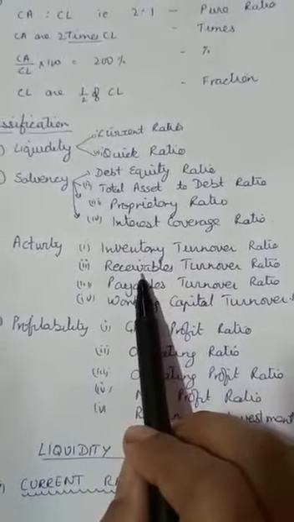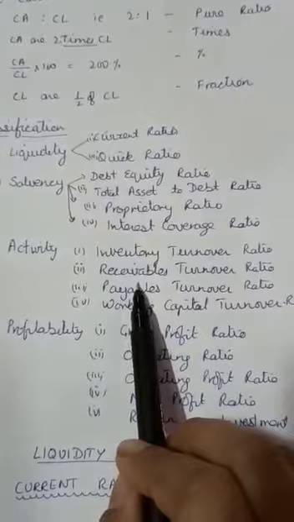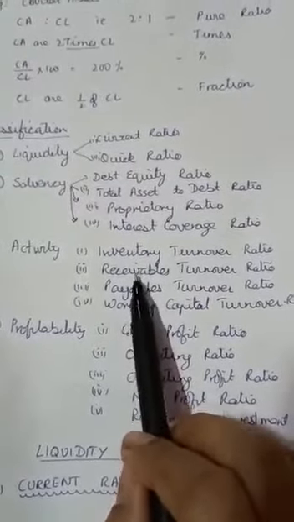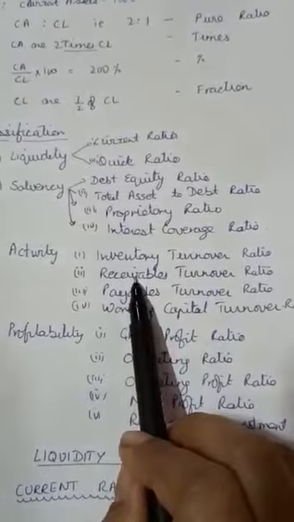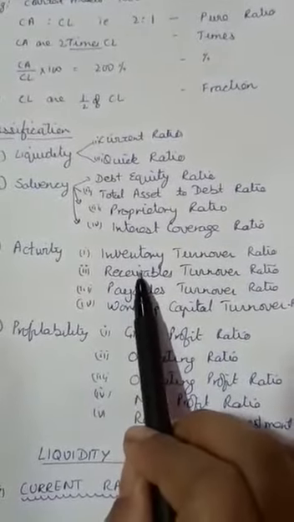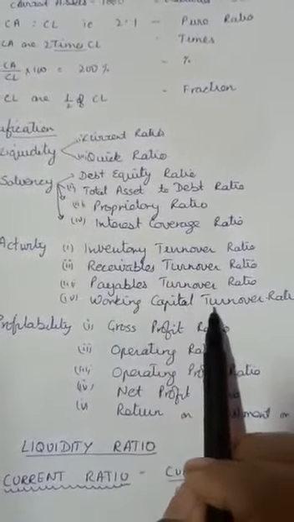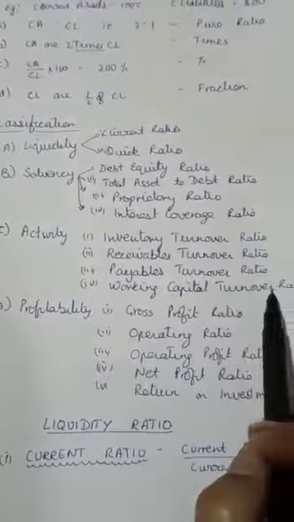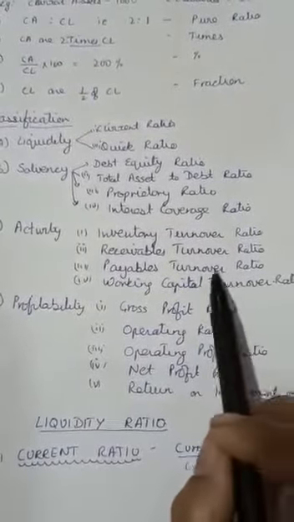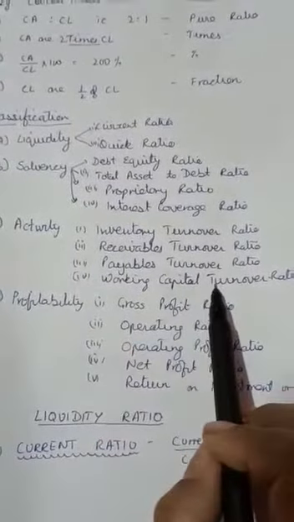Four types of activity ratios: inventory turnover ratio, also called the stock turnover ratio; receivables turnover ratio, the debtors ratio; payables turnover ratio, the creditors ratio. This is the debtors turnover, creditors turnover, and then the working capital turnover ratio. These are the turnover ratios. Activity ratios are also called the turnover ratios. Turnover means sales. I told you all these ratios are expressed in total sales.